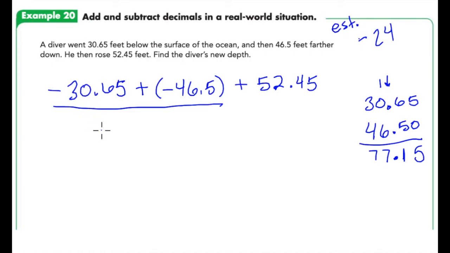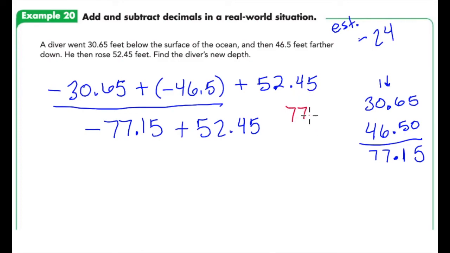So when we added the first two depths, that gave us a negative 77 and 15 hundredths, plus the rise of 52 and 45 hundredths. The signs are different, so we would have to subtract here. If we are subtracting this, we have 77 and 15 hundredths is the bigger absolute value, so we'll put that on top. Minus 52 and 45 hundredths.